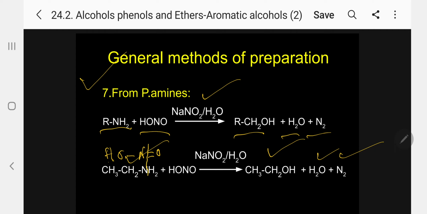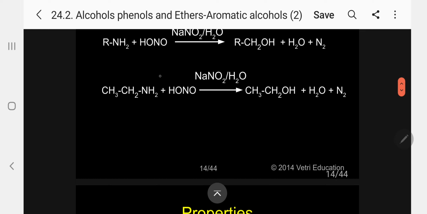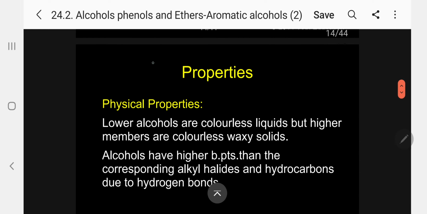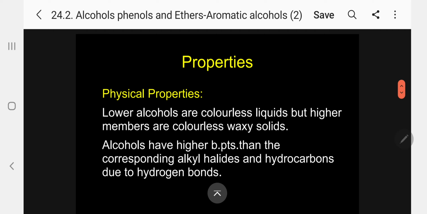So here, I am showing, kindly follow: N2 nitrogen, CH3CH2OH and H2O. So you can remember it this way. What are the products formed? Ethyl alcohol, water and nitrogen are formed in this reaction. So this is one of the most important general methods of preparation of alcohol.